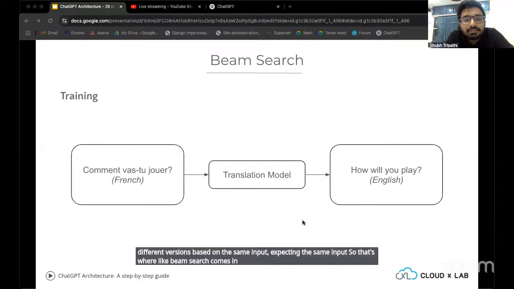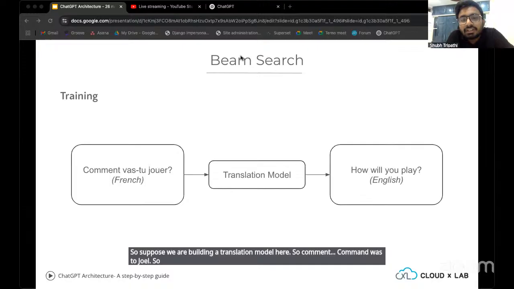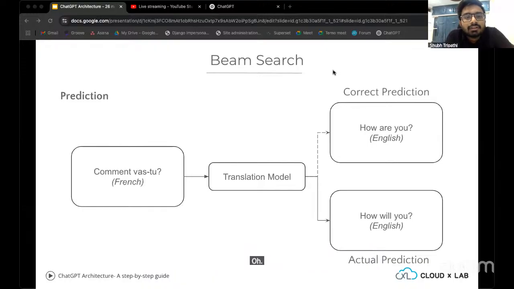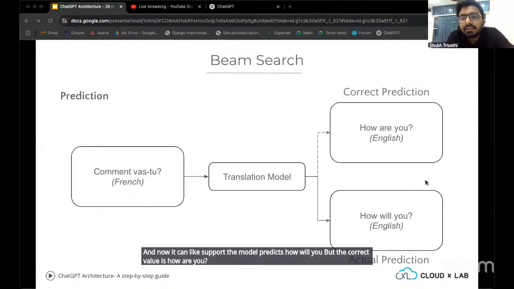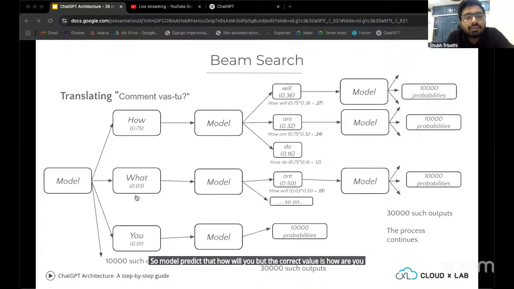So suppose we are building a translation model here. So "comment vastu" is French, and when we translate it into English, it will be "how will you play?" Yeah, so okay, we change the input here. It's "comment vastu," and suppose the model predicts "how will you," but the correct value is "how are you." So what can we do here?